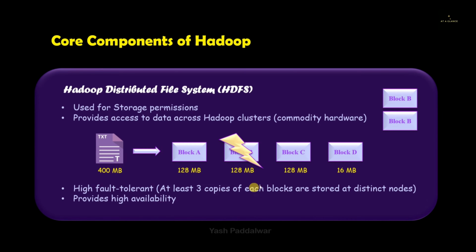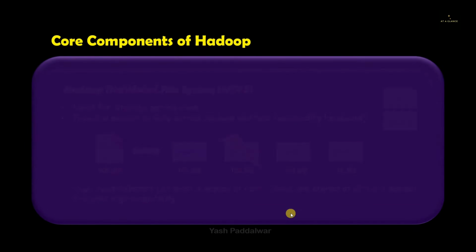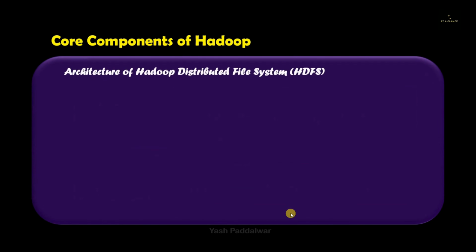And also it provides high availability. That means if any of the blocks gets crashed, the data will be made available in a jiffy. Also note that HDFS is scalable and flexible. So I hope you have got an overview of what this HDFS actually means. Now it's time to look at its architecture.